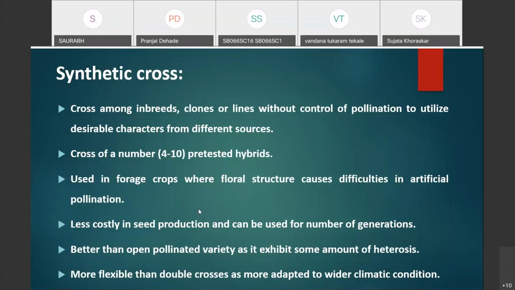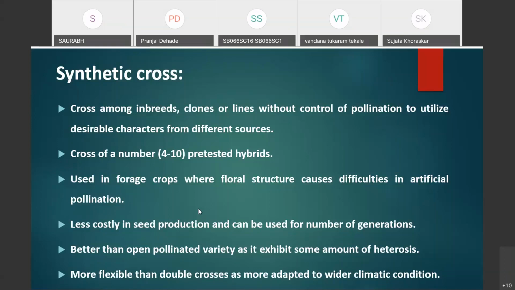Generally it is a cross between about 4 to 10 pre-tested hybrids. Synthetic crosses are used in forage crops where the floral structure causes difficulty in artificial pollination.